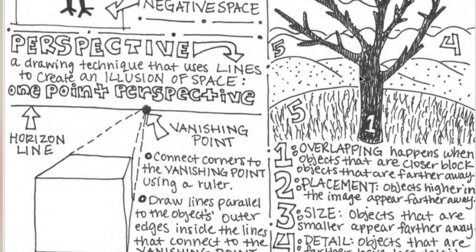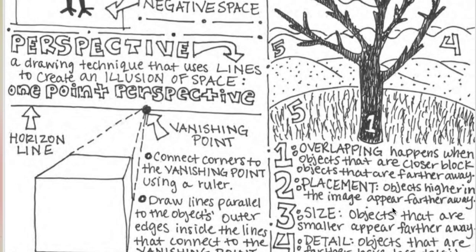So this tree that's closest to us overlaps the hill that it's on. It overlaps hills in the background. It overlaps the mountains away in the background. It overlaps these clouds. We can tell that this land here, this first hill, is in the foreground, is in the front, because it overlaps these hills behind in the middle ground, and it overlaps these mountains way in the background.